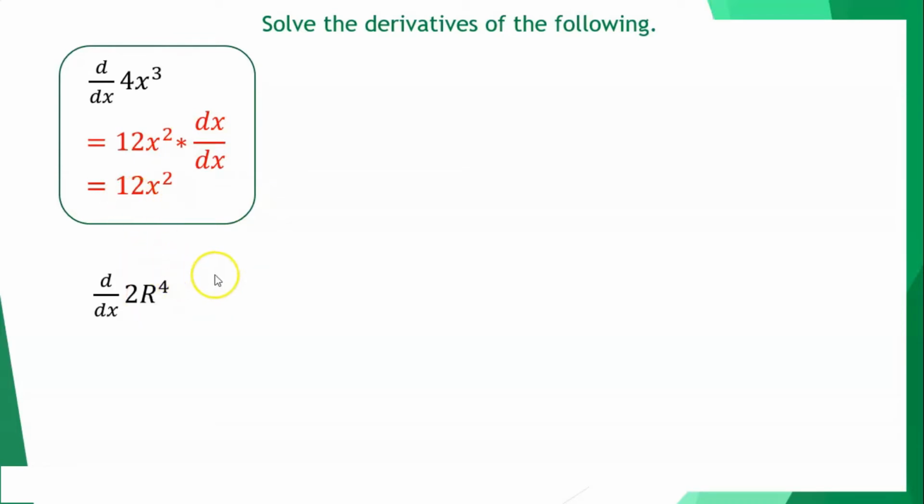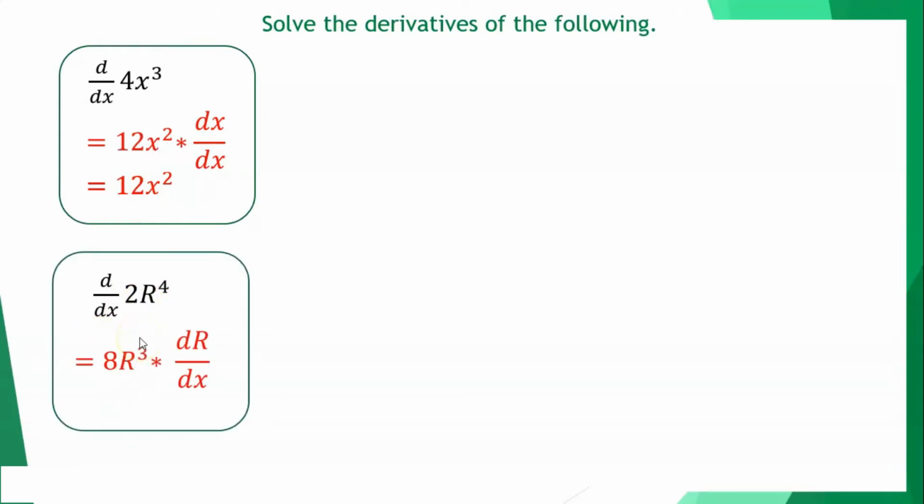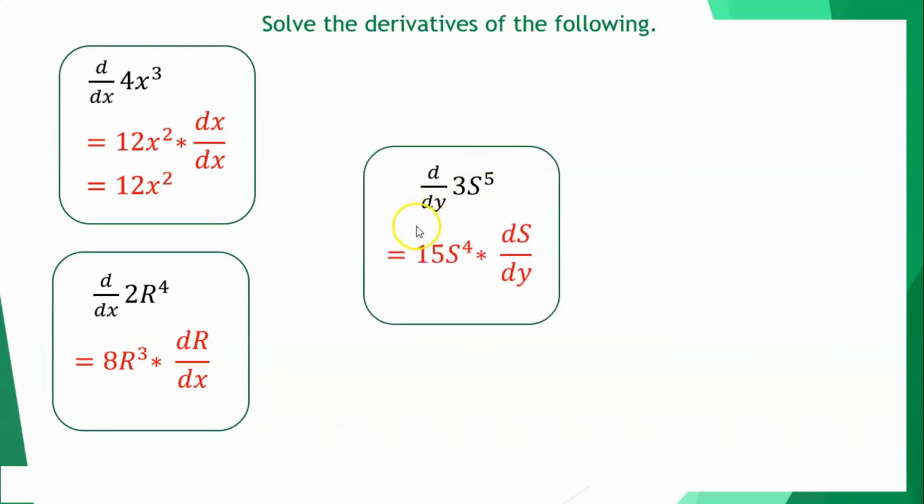Another, find the derivative of 2r to the power 4 with respect to x. In this case, the result is 8r to the power of 3 times dr/dx. Another, find the derivative of 3s to the power of 5 with respect to y. In this case, the result is 15s to the power 4 times ds/dy.